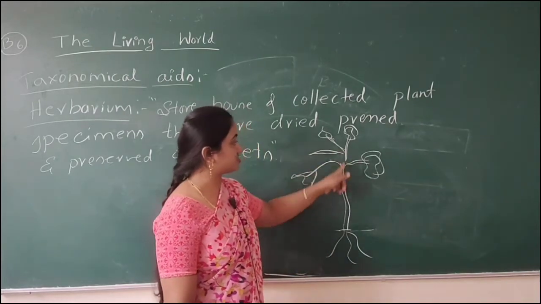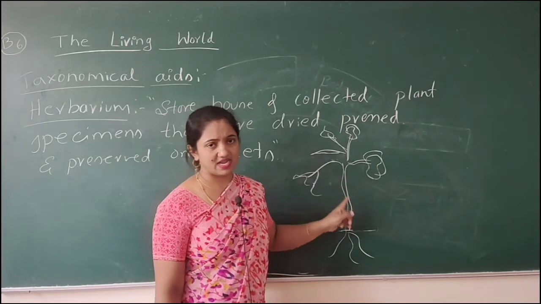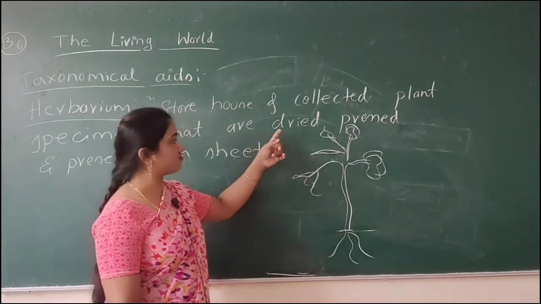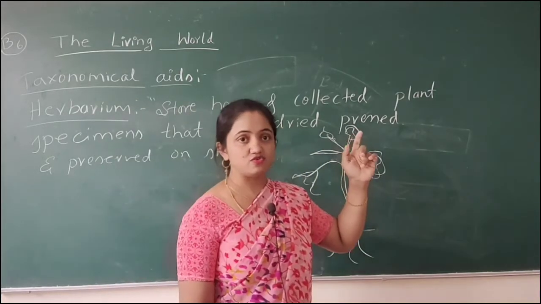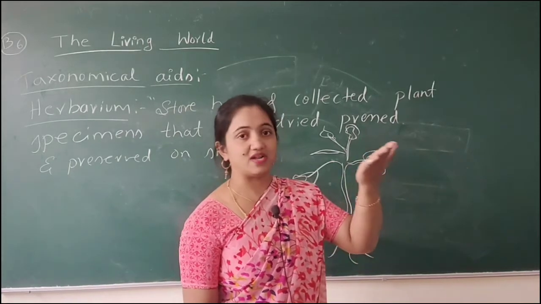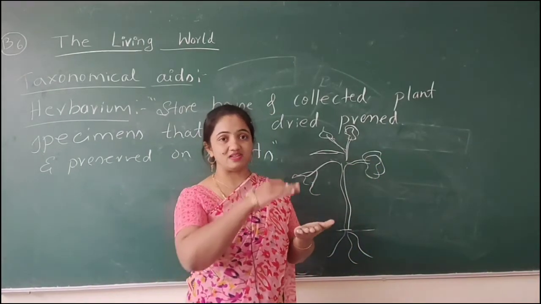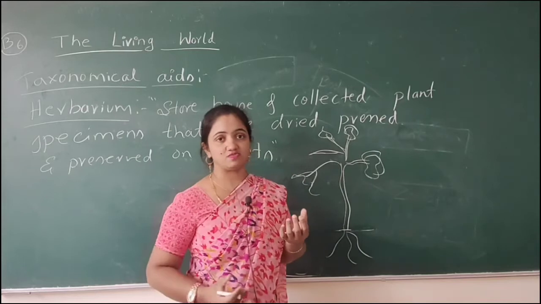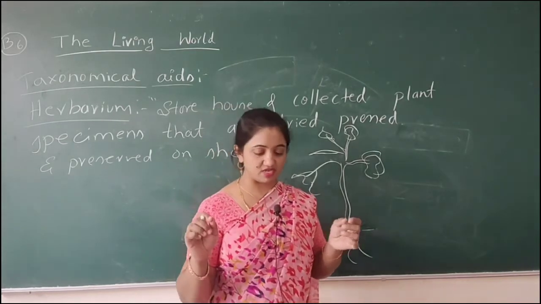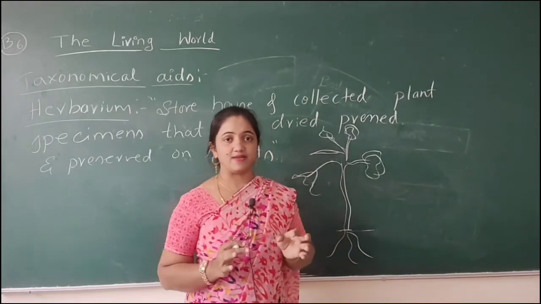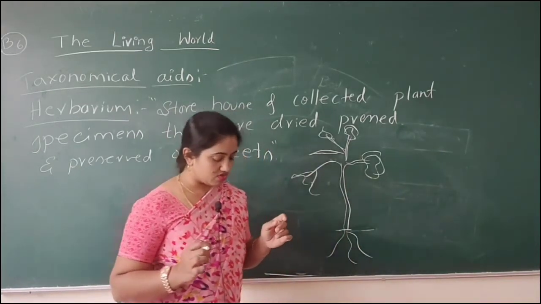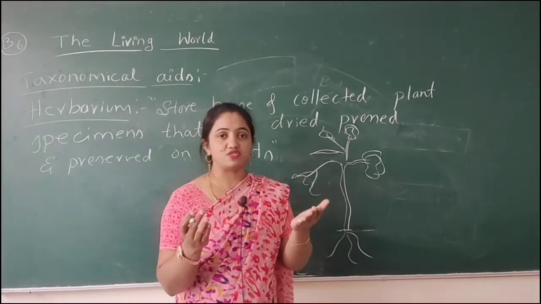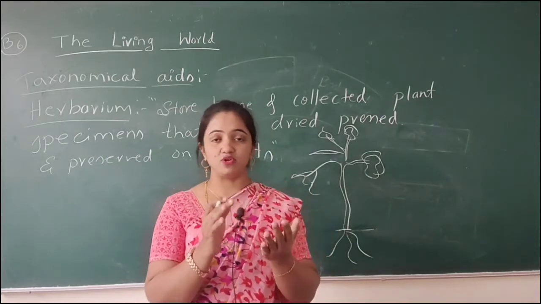So the first thing is collection of the plant, and then next you have to dry this plant. For drying, usually don't keep it under the sunlight, that will dry it completely. Dehydration takes place, which means the complete material will dry and become black. So the best way to dry the species is to take newspapers or an absorbing sheet.